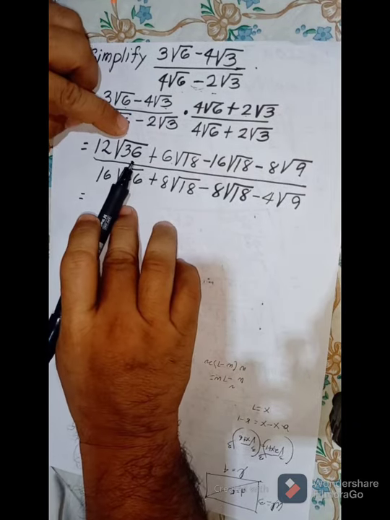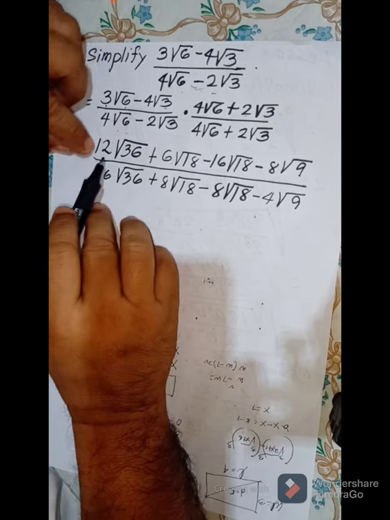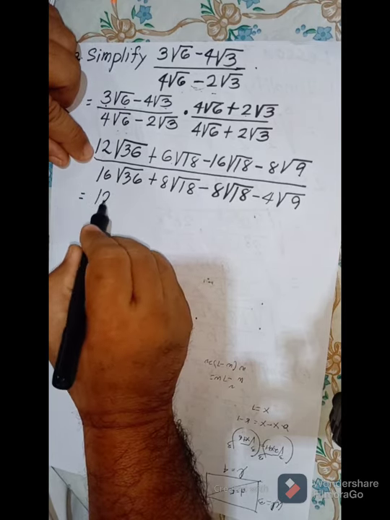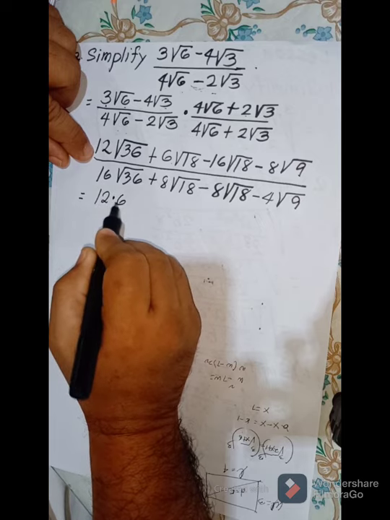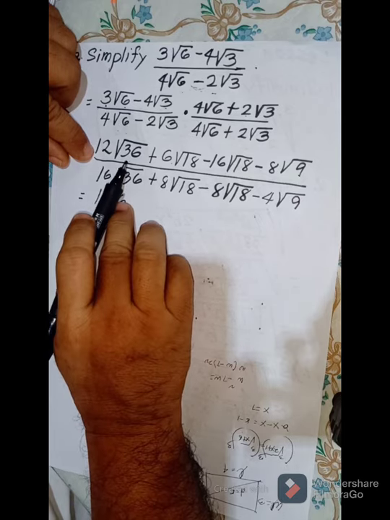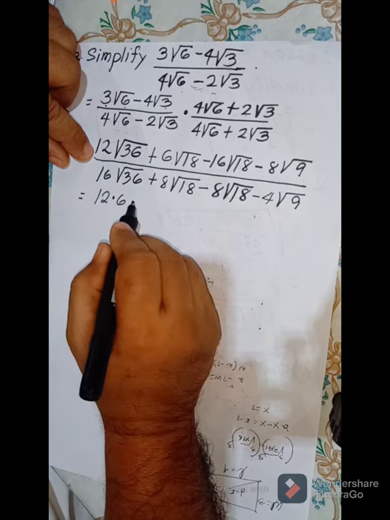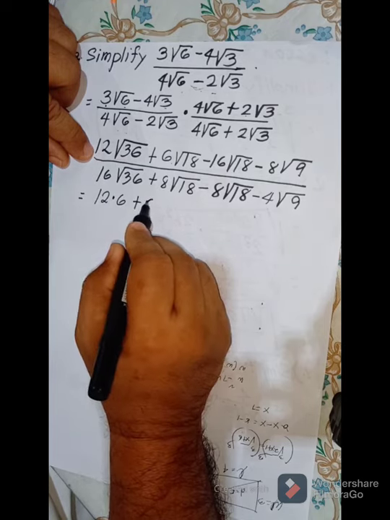36 is a perfect square. The square root of 36 is 6. So 12 square root of 36 becomes 12 times 6. Again, 6 is taken from 36. The square root of 36 is 6. Now, we go to positive.